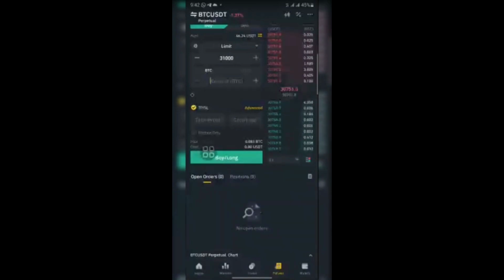Nothing concerns you with this max. Nothing concerns you with reduce only. But this is where you put your take profit that was given to you, and this is where you put your stop loss. Do you understand? If yours is not showing, just click on this green. You see that it's not showing take profit or stop loss. You can just click on this circle. Click inside that circle.